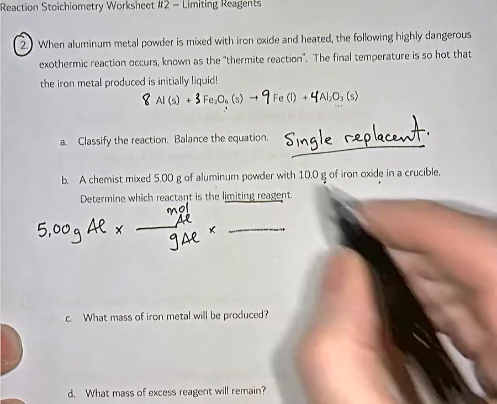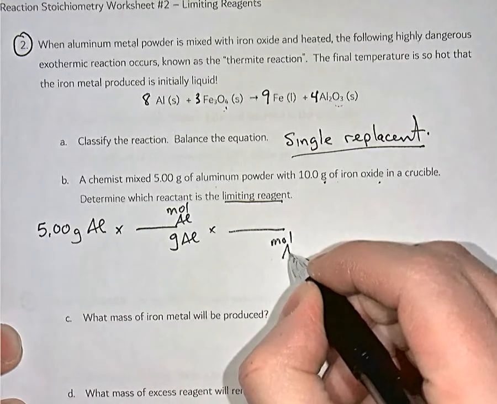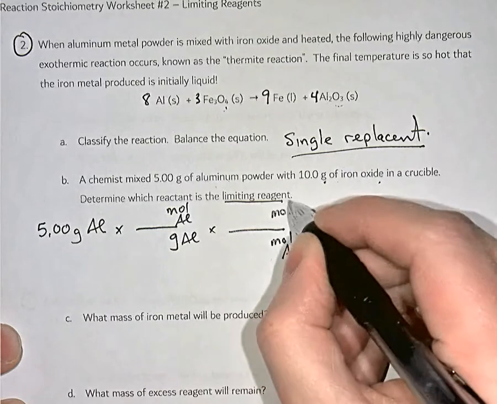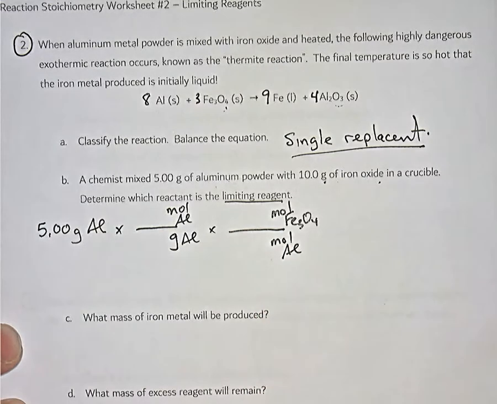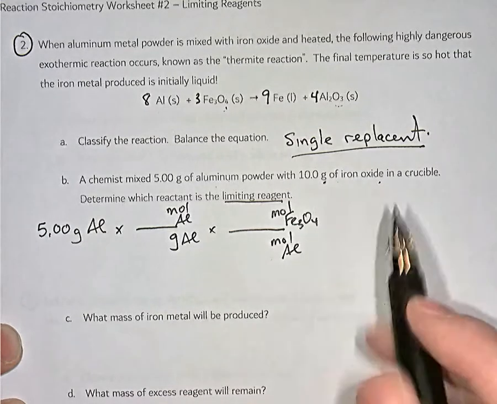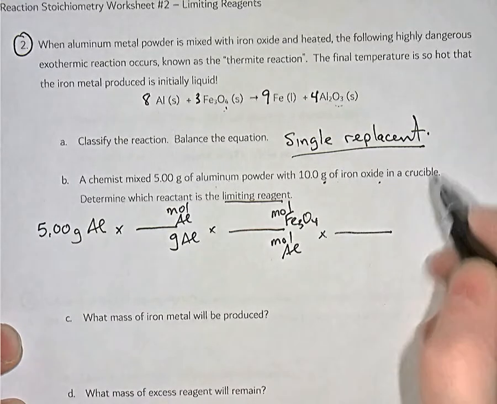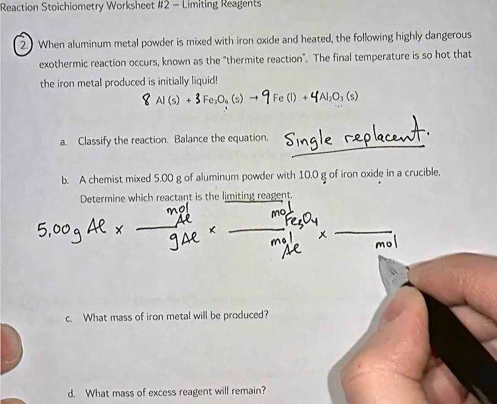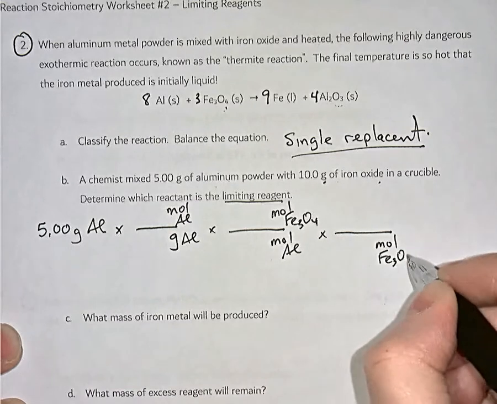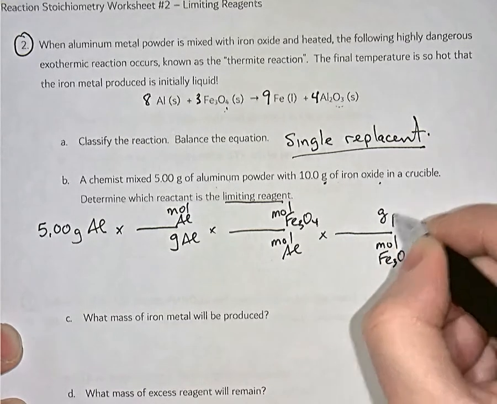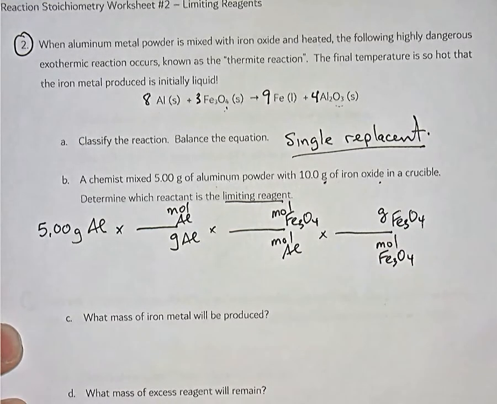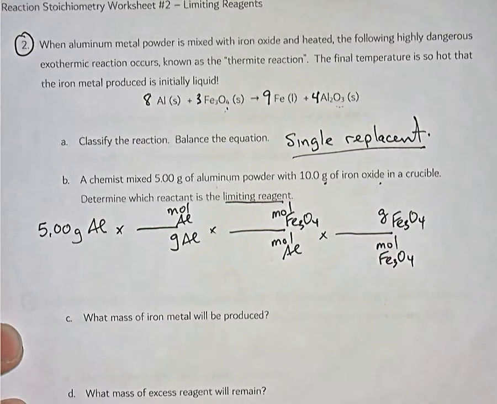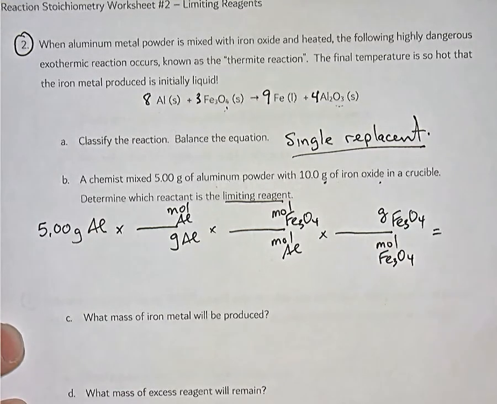Then, using the balanced equation, we can switch moles of aluminum into moles of the iron oxide, the Fe3O4. But I was wondering how many grams of iron oxide, so my last multiplier, I'll get rid of the moles of iron oxide, and I'll switch that to grams of iron oxide. Now you might be wondering, why am I asking that? Just wait and you'll see in a moment why I asked that question.